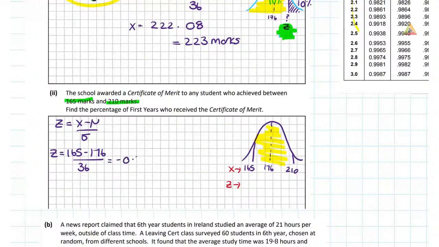We plug that into our calculator. We were expecting a negative value because look where it is. It's to the left of the mean. Minus 0.31 is what we should get.